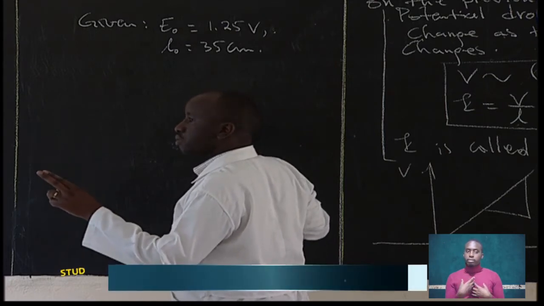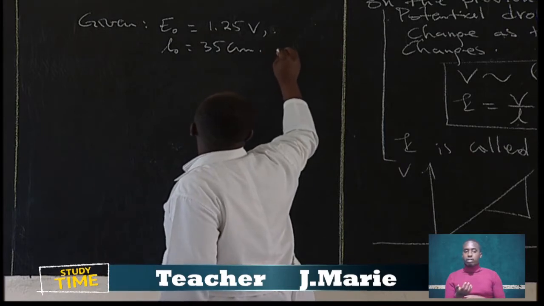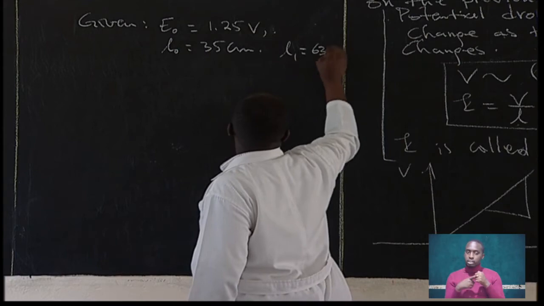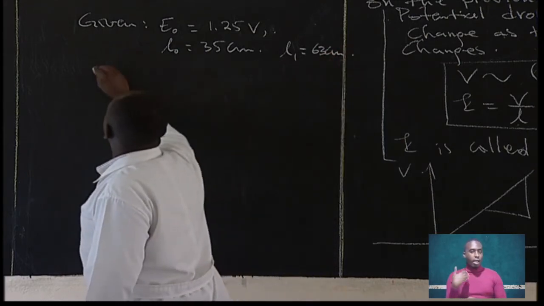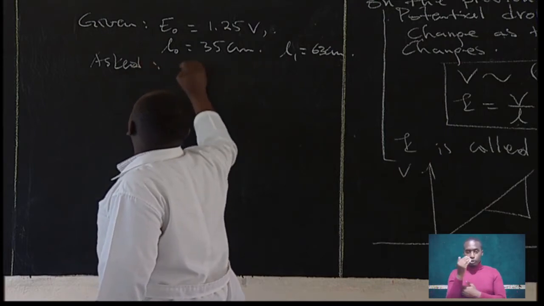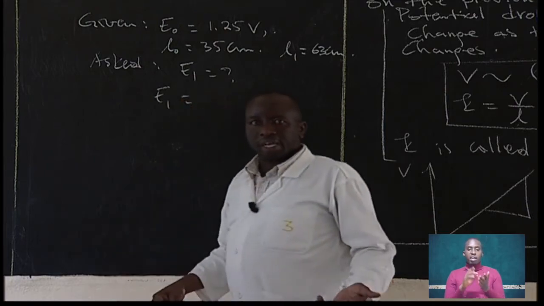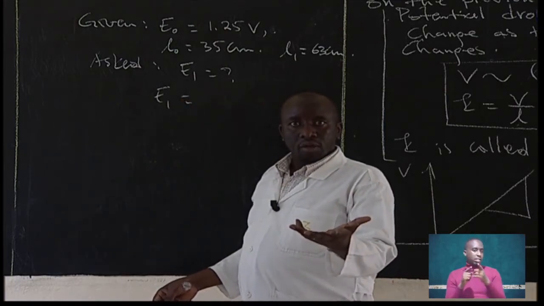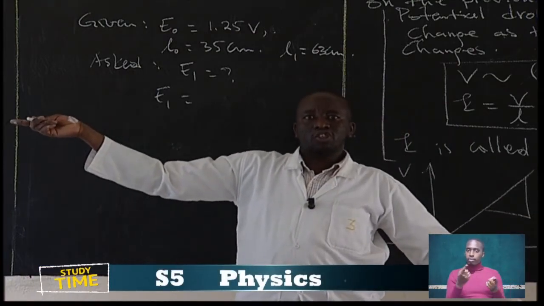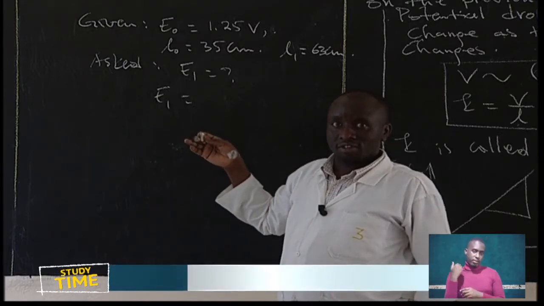The cell is replaced by another, and then the balance point shifts to that one. L1 equals 63 centimeters. Then, as you see, if we are being asked now to find E1, then we can immediately apply the formula. The formula that we apply is which one? The one that we have determined in the previous slide. You remember that.